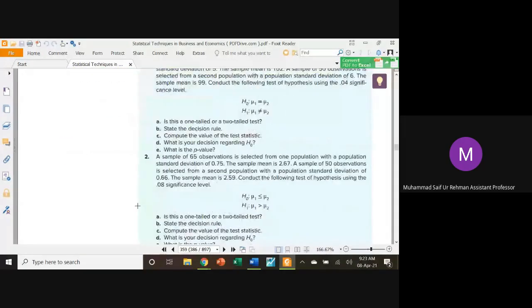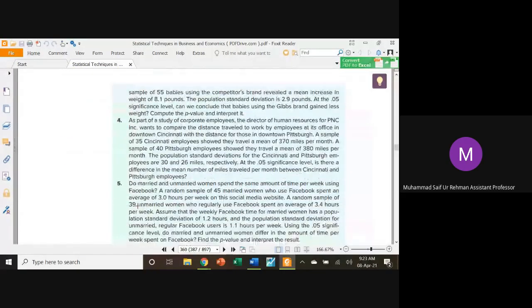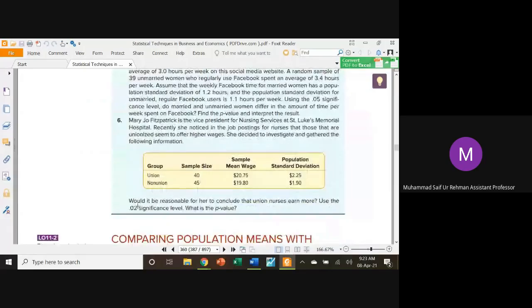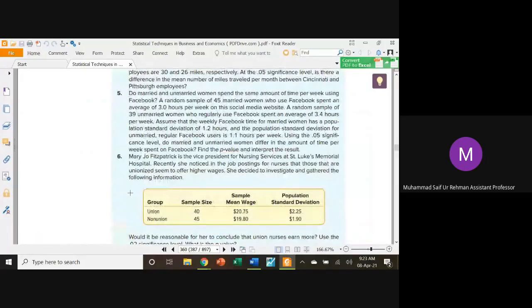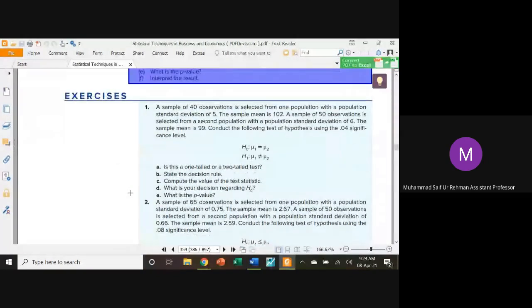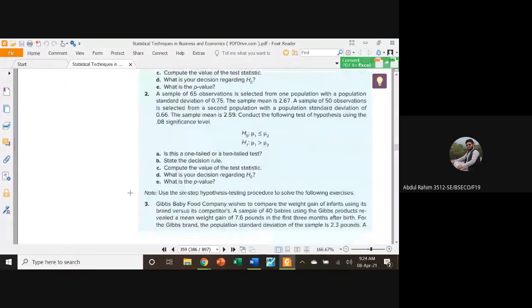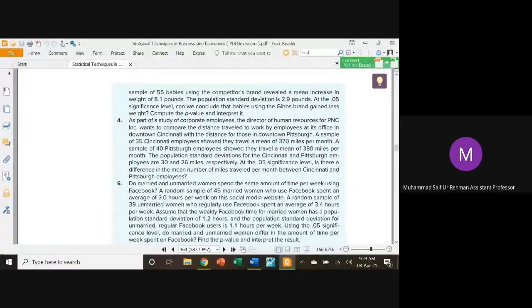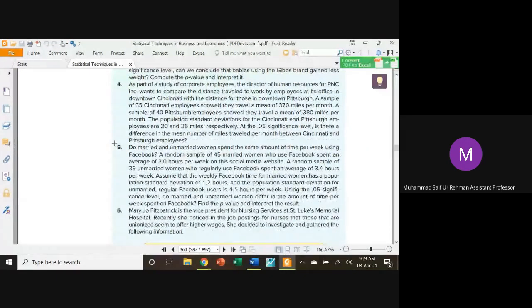Then these are the exercises, and we may solve any example, at least one now. Out of these 6 questions, any question you may ask me, and I may solve right now because we have few minutes. Sir, do question 5. Question number 5. Okay.